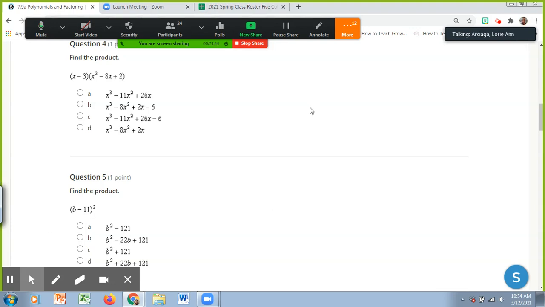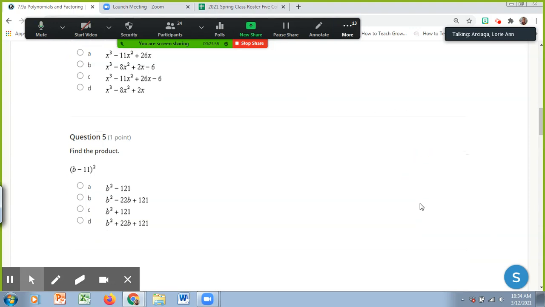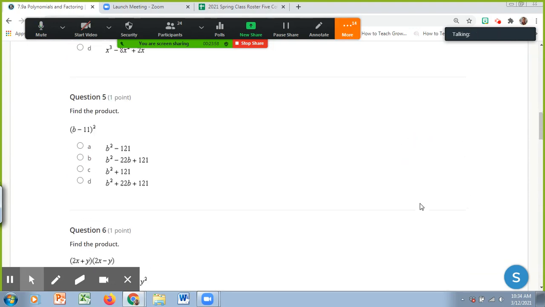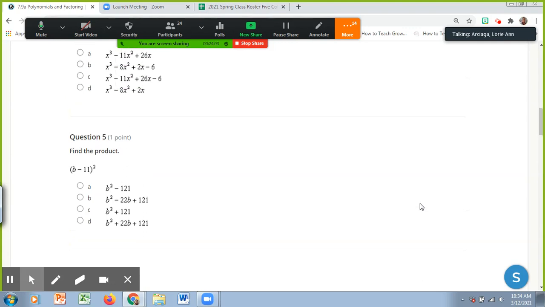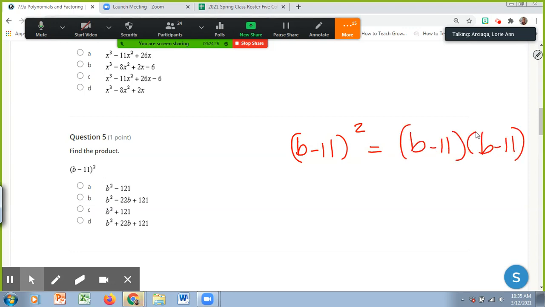All right. Next, let's go to number 5. Oh, okay. So then you have to find its match. So the choices are shuffled, right? Okay, then you're going to find the match. Now let's go to number 5. So number 5, b minus 11 to the second power. It just means you're multiplying b minus 11 by itself 2 times.